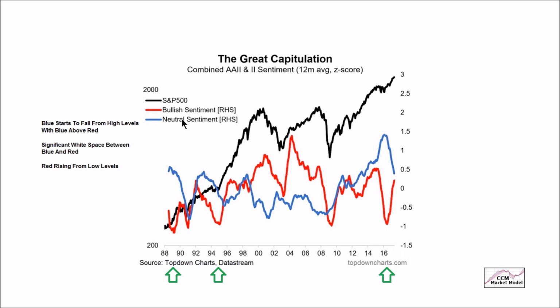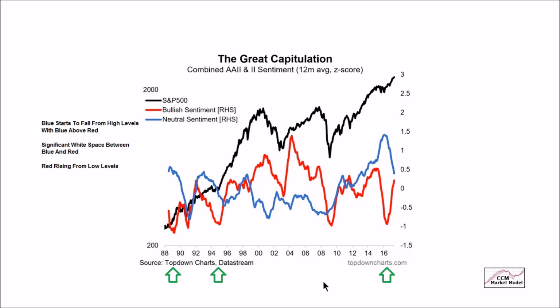The red line is bullish sentiment. You can also see recently bullish sentiment has started to pick up significantly as neutral sentiment has fallen. So basically, people are leaving the neutral sentiment camp where they're not sure, and they're migrating eventually to the bullish camp.